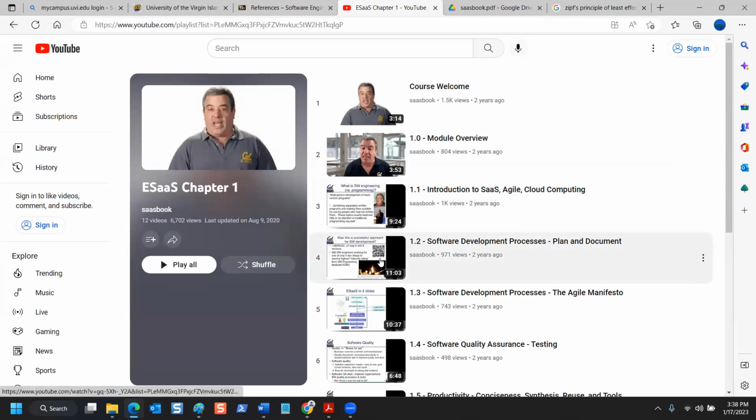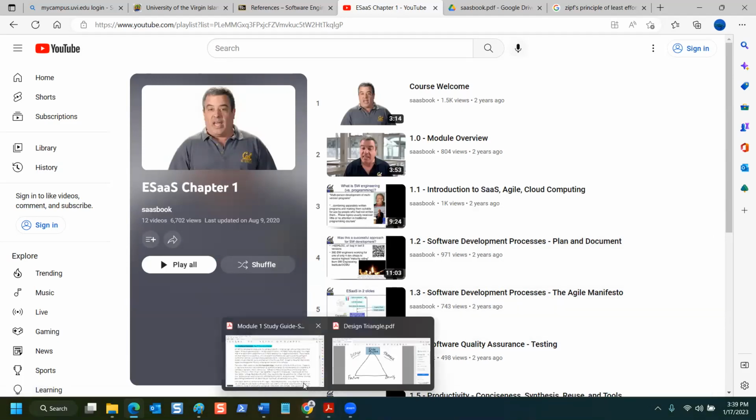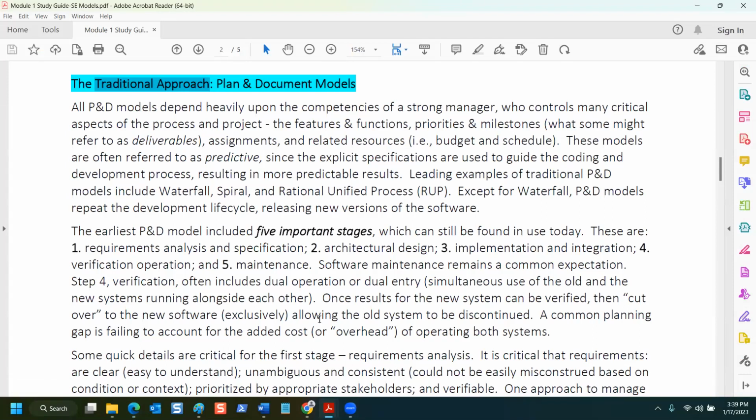Because it talks about some of those spectacular failures. And this is where we are right now. We're in the plan and document mode. And here is where he talks about some of the really bad things that have happened with the traditional model and what led to the revolution. But in any case, you will find the plan and document model in use all over the place.